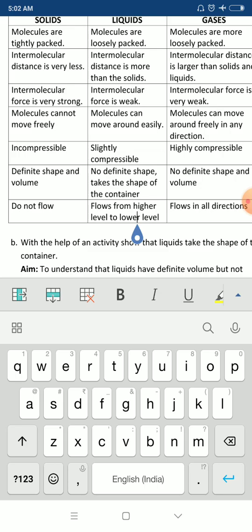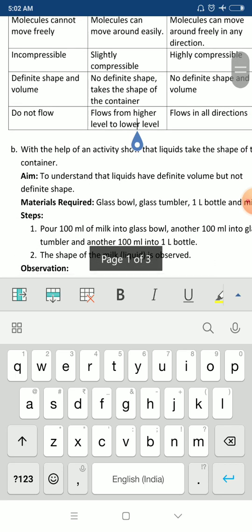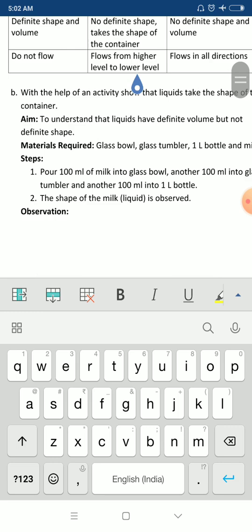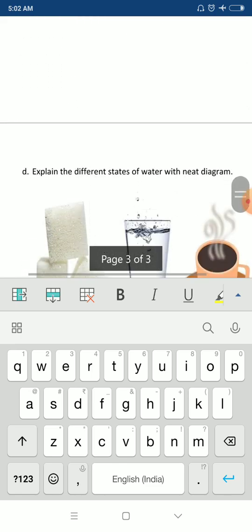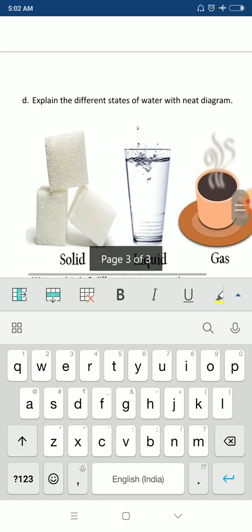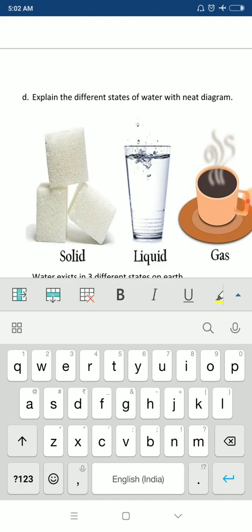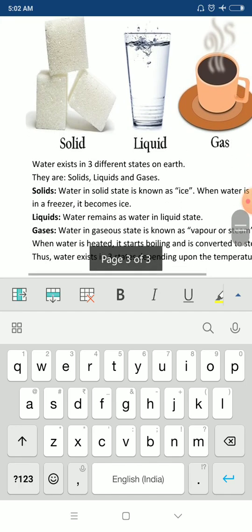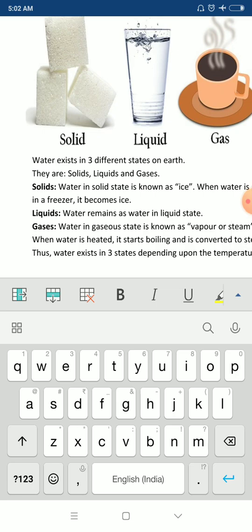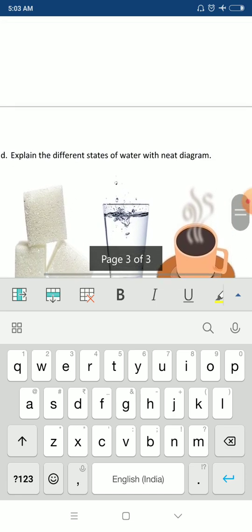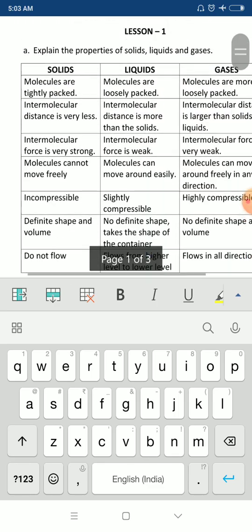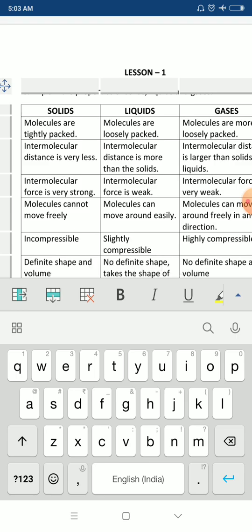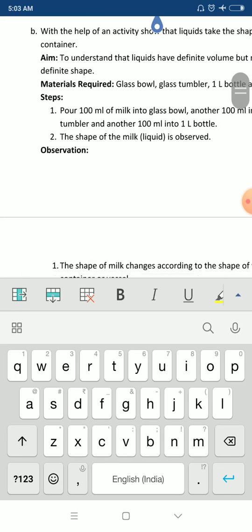Then the 2 activities, they are easy to remember, but you should be drawing a diagram for the activity. Then the fourth one is the different states of water. You have to mention the 3 states, then how we are getting that state, and we have to draw the diagram. Because in the detailed answers, more marks will be allocated for the diagram than the written part. So keep this for your learning and learn properly. Thank you.